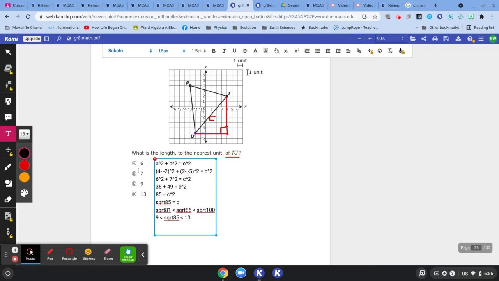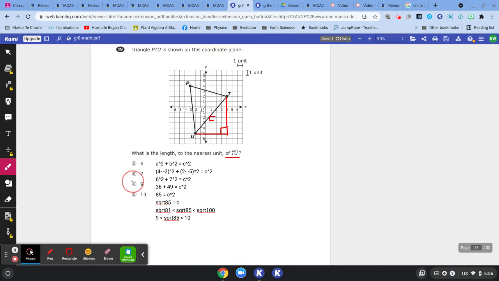It's definitely not 6 or 7, because those are just our side lengths. And 13 is way too big. I believe with 13, someone just added 6 and 7 and got that. So our answer is C. 9 is our closest one.